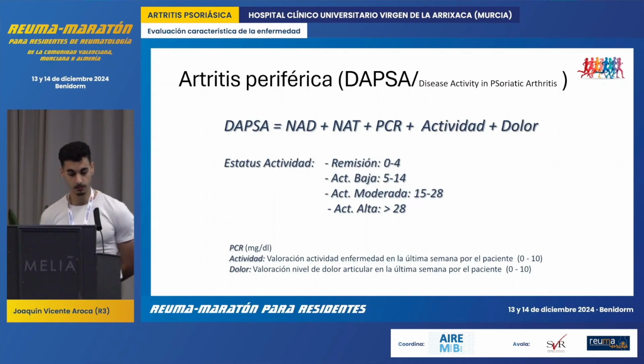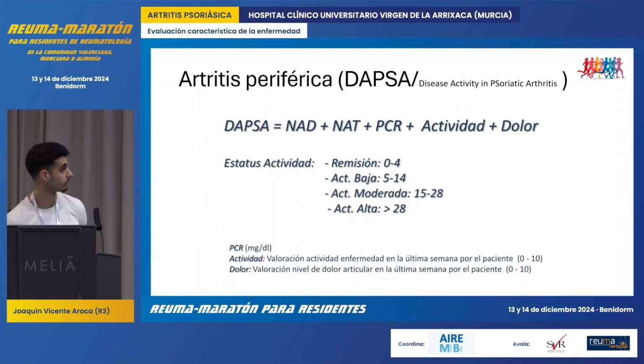A composite index for peripheral arthritis includes, in addition to the number of tender joints and the number of swollen joints, 3 more values. One is completely objective, such as CRP, measured in milligrams per deciliter, and then 2 indices that will be explained to us. The patient rates from 0 to 10, where 0 means they feel well and 10 means they feel very unwell in terms of disease activity over the past week and the level of joint pain during the past week. We input this into the calculator and it will give us a value. Between 0 and 4 points is considered remission, and the higher the score, it would then be classified as low, moderate, or even high disease activity.